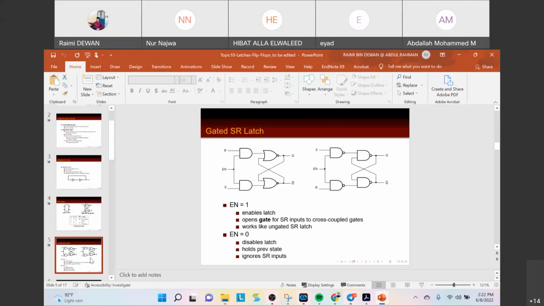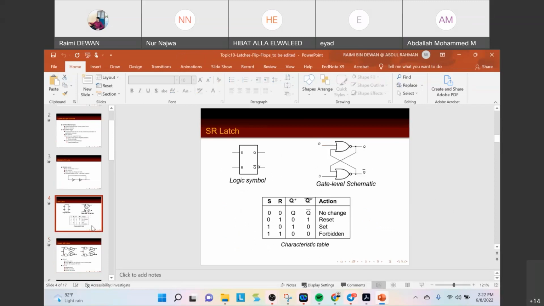Next is the gated SR latch. So what is the difference between the gated SR latch and the SR latch? Can anyone answer? The word gated. What does it mean by gated?